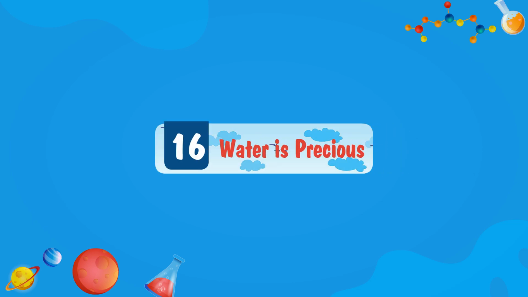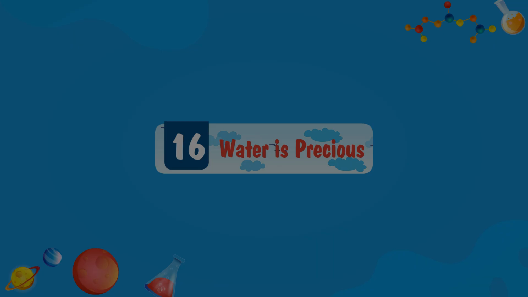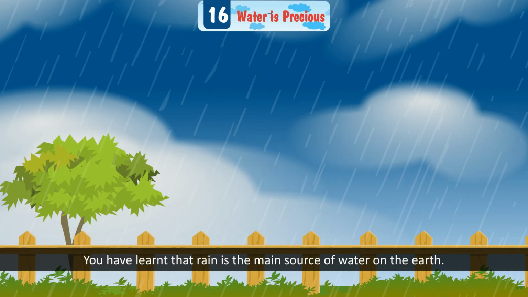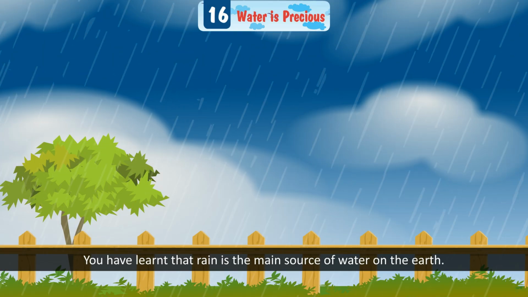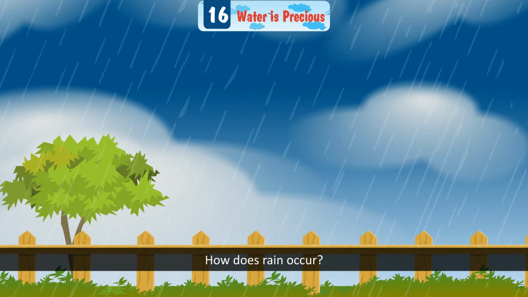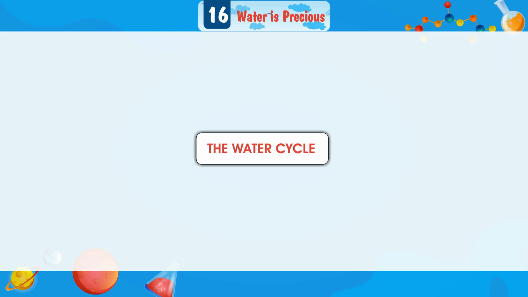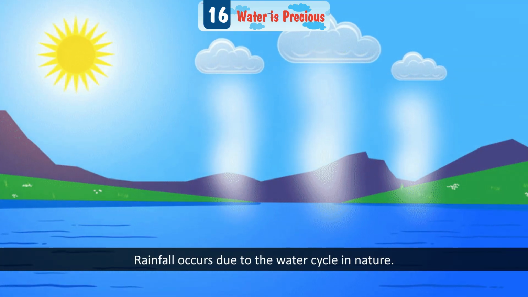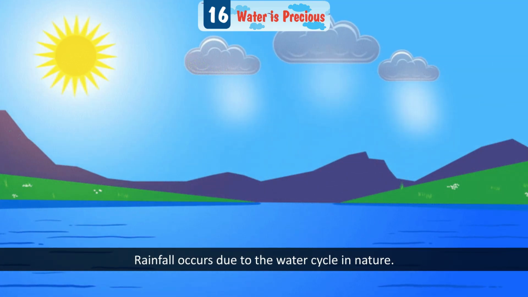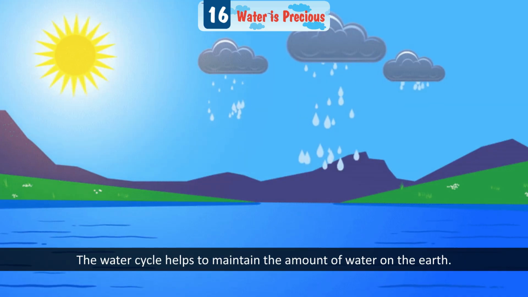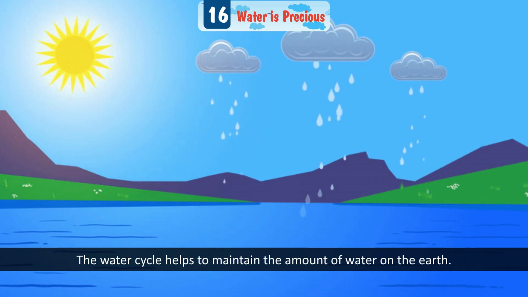Chapter 16. Water is precious. You have learned that rain is the main source of water on the earth. How does rain occur? The water cycle. Rainfall occurs due to the water cycle in nature. The water cycle helps to maintain the amount of water on the earth.